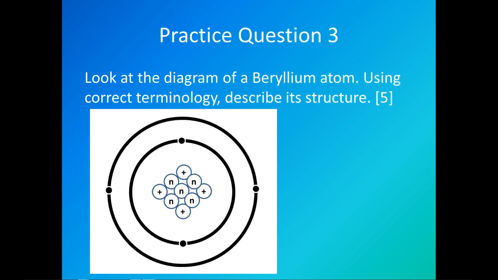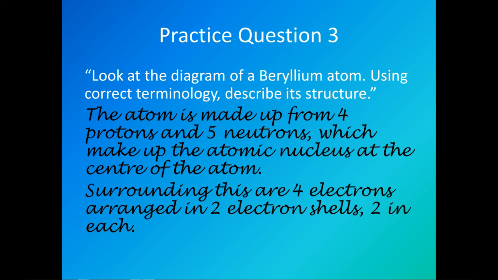Okay, and looking at the picture, you can see we've got 5 N's in the centre and 4 pluses, so the N's are going to represent neutrons, and the plus is going to represent protons. And then we've got these dots in 2 circles around the outside that are obviously our electrons. So our answer, the atom is made up from 4 protons and 5 neutrons, which make up the atomic nucleus at the centre of the atom. Surrounding this are 4 electrons arranged in 2 electron shells, 2 in each.